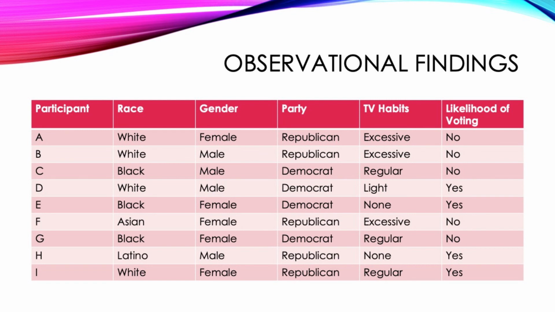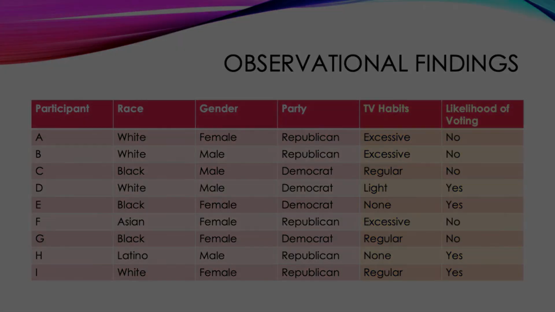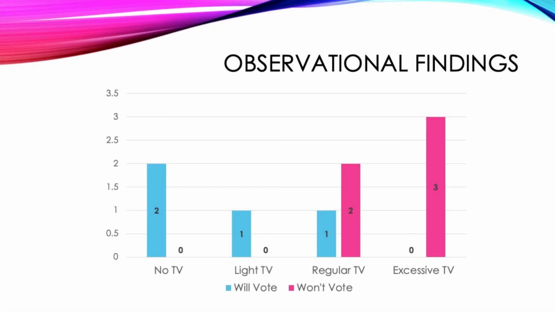We'd have our different participants. We would have data collected on their race, gender, party identification, and then our 2 variables of interest. TV habits being our primary independent variable of interest, and then the likelihood of voting, our dependent variable. And if we were to break down those last 2 variables into this chart, we could compare how TV watching habits corresponded to the likelihood that they would vote.